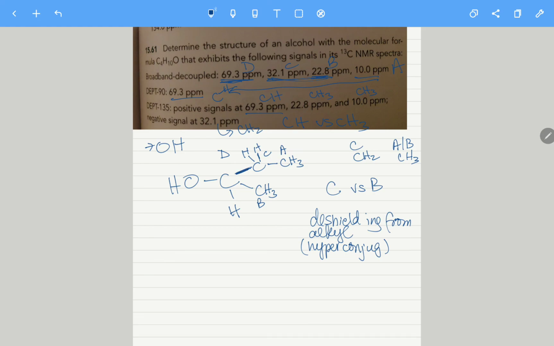So by having two sets of alkyl groups on either side of C, it makes it a little bit more downfield than, let's say, B, which only has one alkyl group attached.